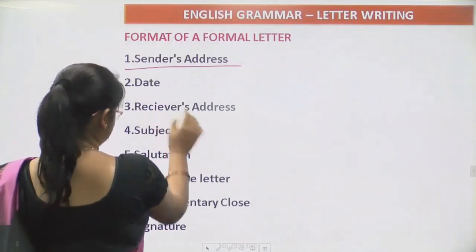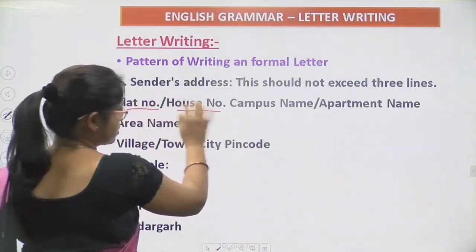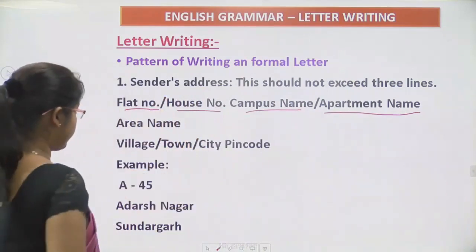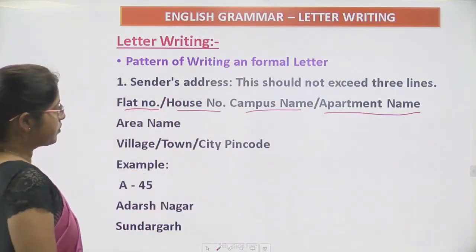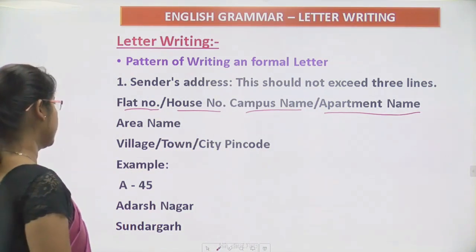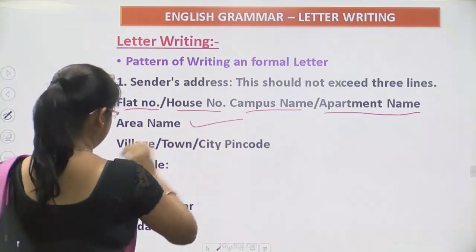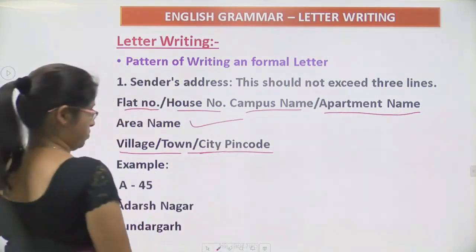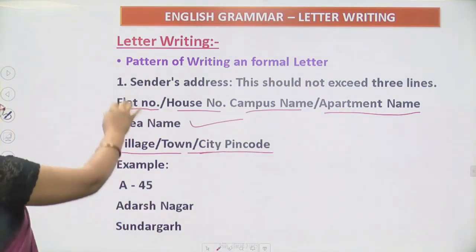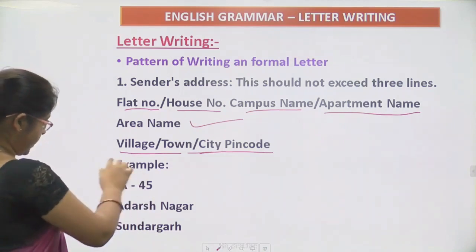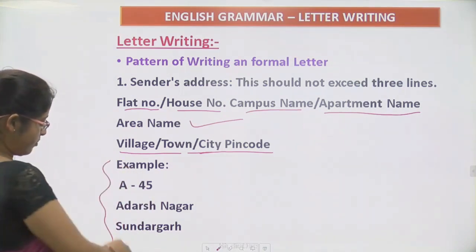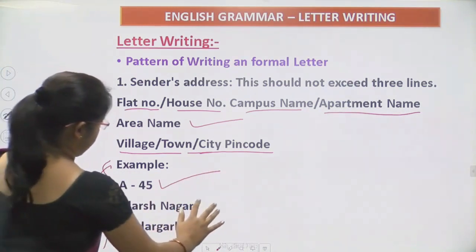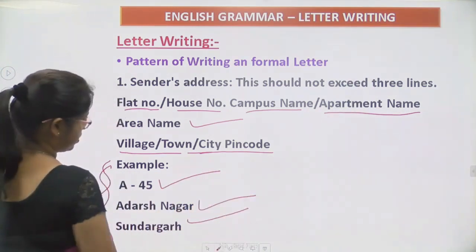First we have to write the flat number, house number, campus name, apartment name, then the area name, then the village, town or city, or pin code. Like that we have to write the sender address. For example, one example is given there: Apartment 45, Adarsh Nagar, Sundargarh.